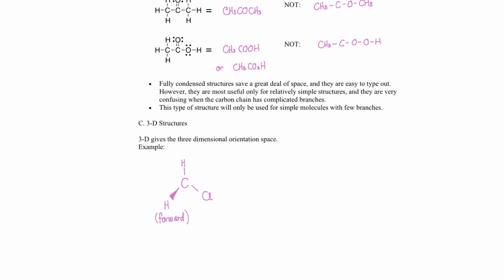We can have dashes to show that the hydrogen is going behind the plane of the paper. And these two are just regular bonds, so they are in the plane of the paper itself.